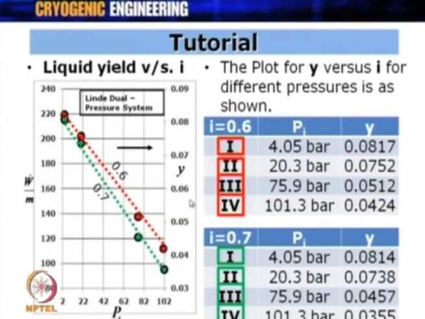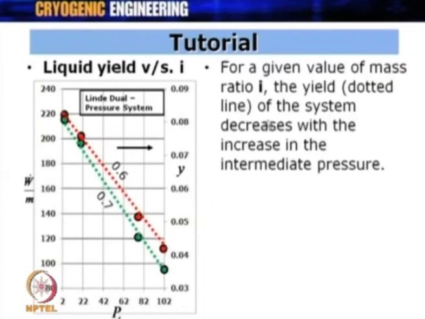So, what do we understand from this particular graph? That as you go on increasing the intermediate pressure, the value of y decreases. This is exactly what we saw in the earlier table. So, for a given value of mass flow ratio I, the yield of the system decreases with the increase in intermediate pressure. Why does it happen?